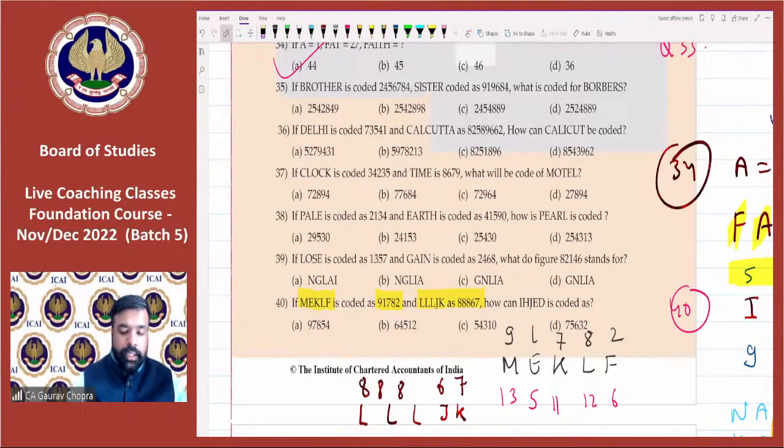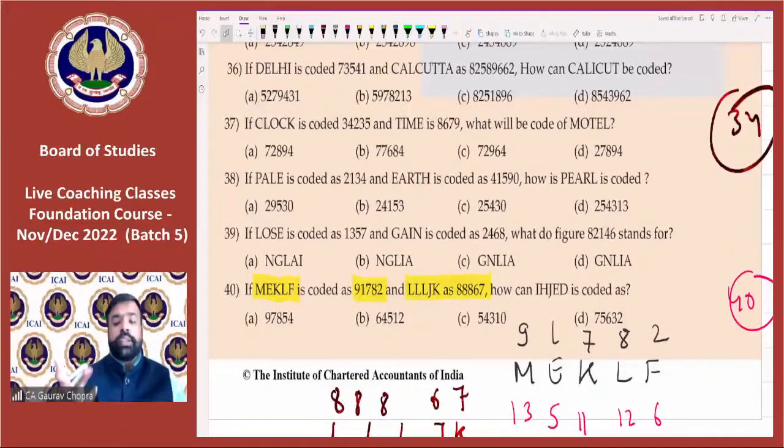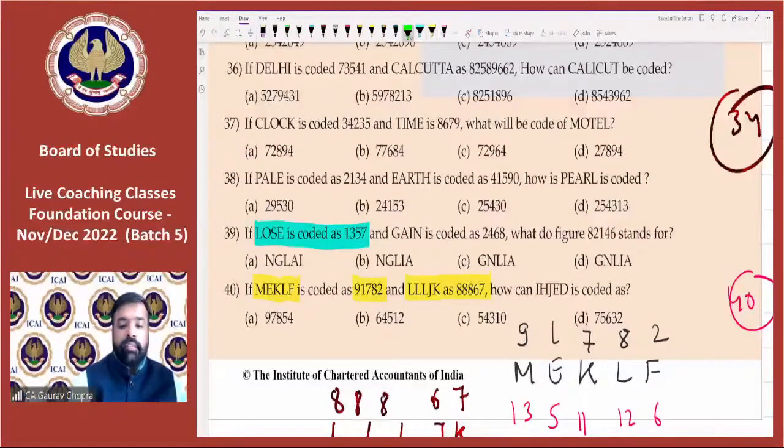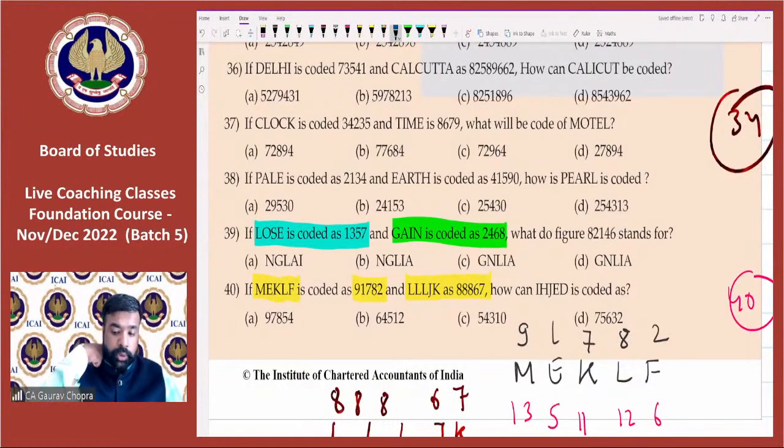Then someone is asking about 39. See, in 39, all the codes are directly given in the question. You can extract them and get the result. So in 39, lose is coded as 1357. Gain is coded as 2468. So you have to code for 82146. So what is 8? 8 is N, 2 is G, 1 is L, 4 is A, and 6 is I. So NGLAI. This is 39.